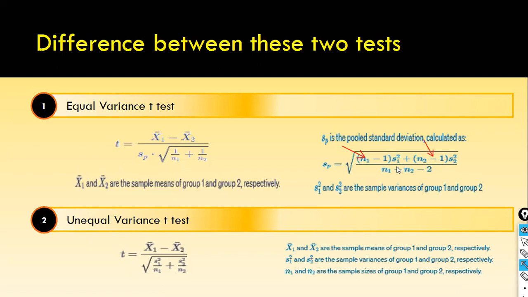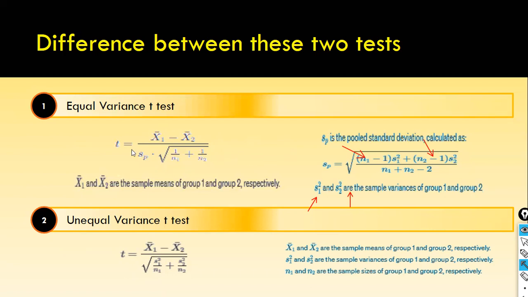So sample 1 degrees of freedom times S1 squared, the standard deviation of sample 1 squared, and the same for sample 2, in the numerator. In the denominator, n1 plus n2, the number of observations in the first and second samples, minus 2. Here S1 squared is the sample variance. If you square the standard deviation, that is your variance, the sample variance of group 1 and group 2. So you need to find Sp, multiply that value with the square root term in the denominator, then subtract the means in the numerator, and then solve this.